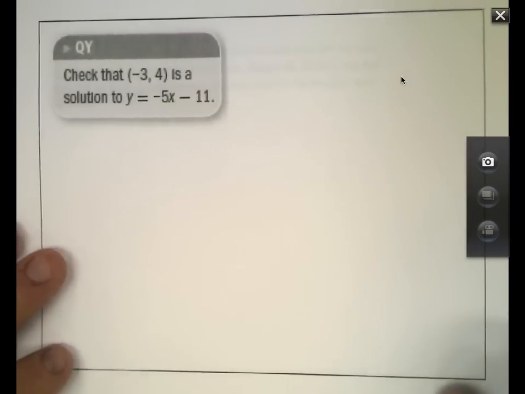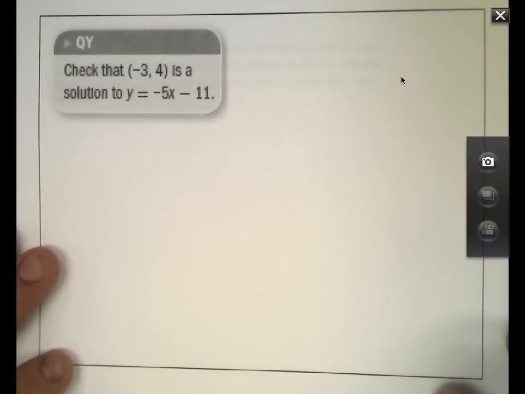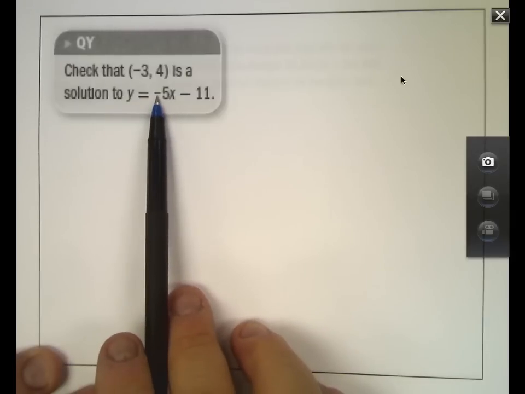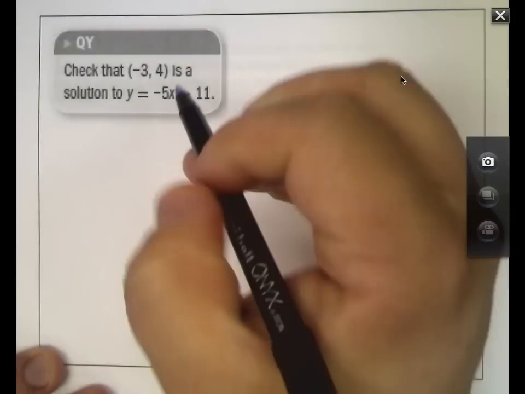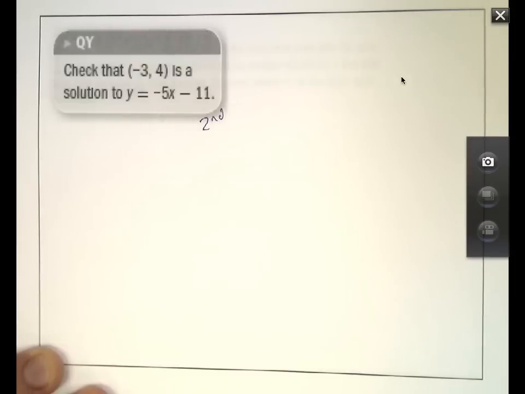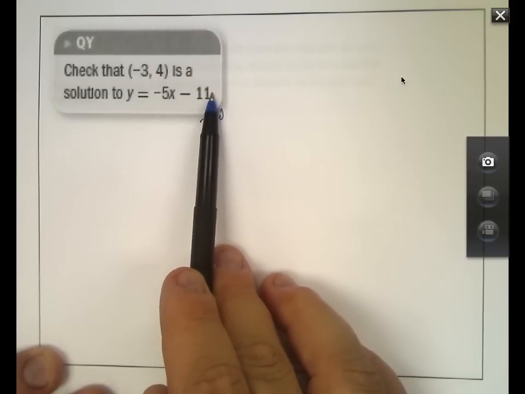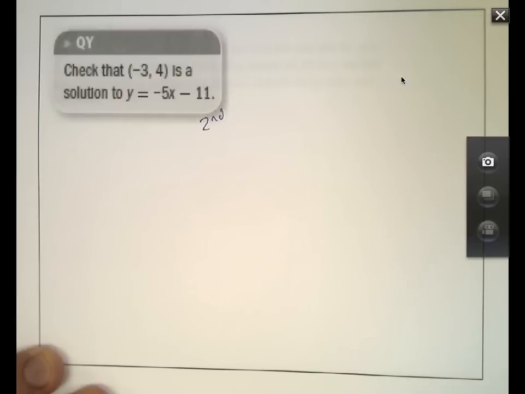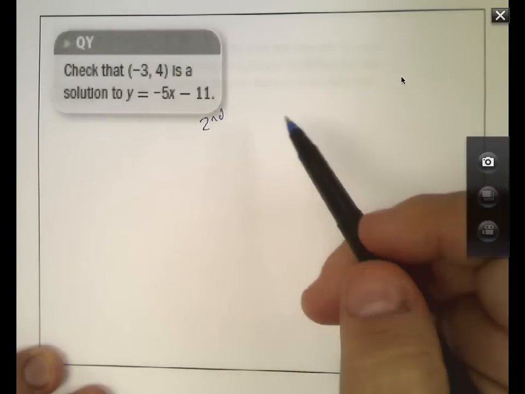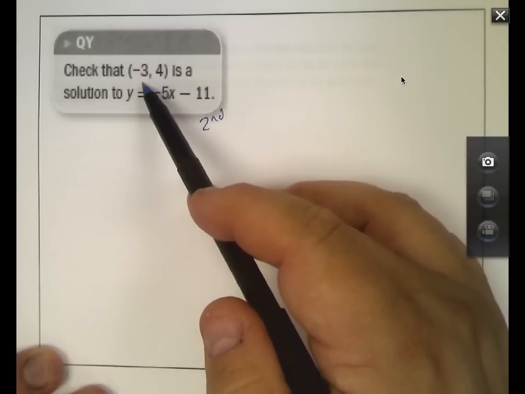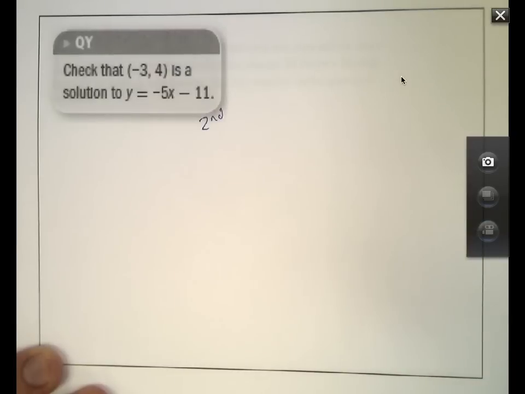Quiz yourself. Check that negative 3, 4 is a solution to y equals negative 5x minus 11. Okay, this was the second equation, and we just checked it for the first equation, right? We did it and got our answer. So you can see if it works for your second equation, because remember, it's supposed to work for both of them. No matter whether I chose the first equation or the second equation, I'm still going to be able to find out that negative 3, 4 was my solution.